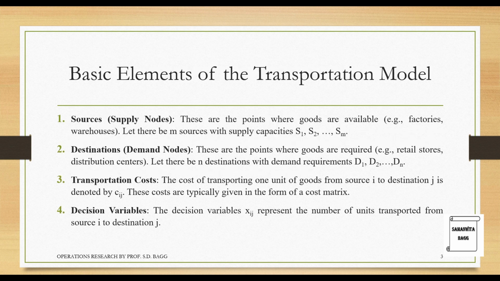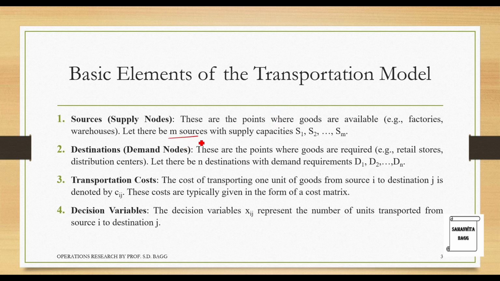Basic elements of the transportation model: sources, that is the supply nodes. These are the points where goods are available. Example, factories, warehouses. Let there be M sources with supply capacities S1, S2 up to Sm. Destinations, they are the demand nodes. These are the points where goods are required. Example, retail stores, distribution centers. Let there be N destinations with demand requirements D1, D2 up to Dn.